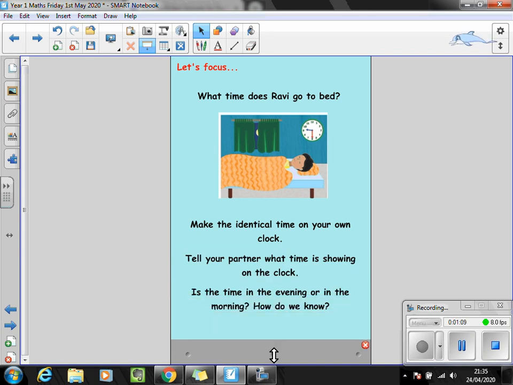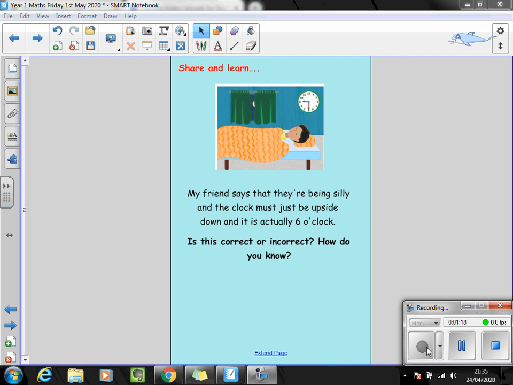What time do you think might be showing? And again, is it in the evening or in the morning? How might you know? My friend said that they're just being silly, and the clock that Ravi shows, the time he goes to bed, must just be upside down, and it's actually 6 o'clock. Is my friend correct or incorrect? How do you know? Pause the film and discuss with your partner.